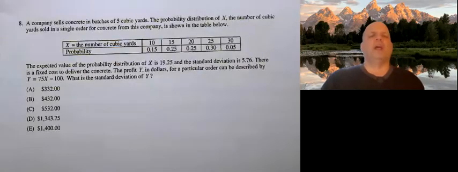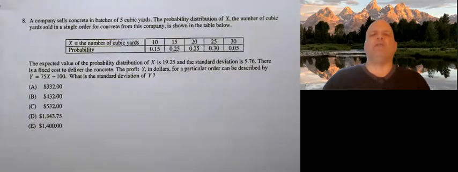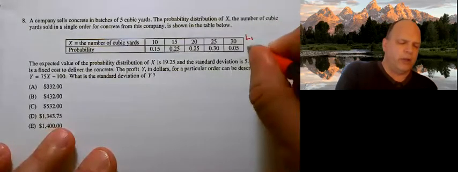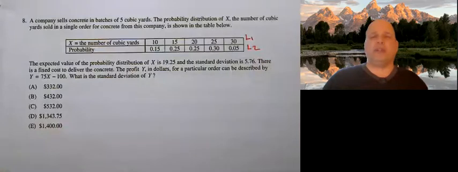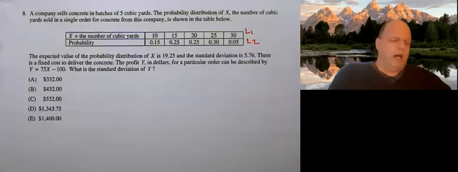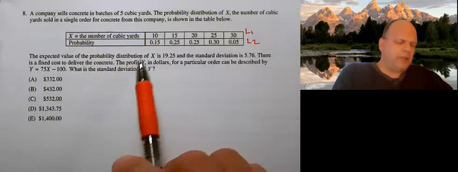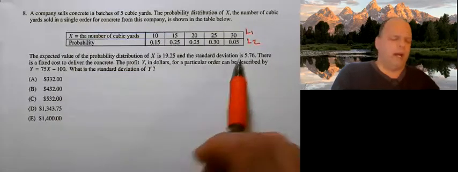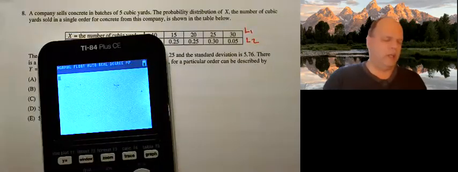Number 8, the company sells concrete in batches of 5 cubic yards. The probability distribution of X, the number of cubic yards in a single order, is shown below in the table. And we're going to do a little extra work with this one just because I think it's going to be necessary in the future, and you may need to know it for FRQ or multiple choice. So the expected value of the probability distribution is 19.25, and the standard deviation is 5.76. So let's figure out how they did that, because you are going to need to know how to do that.